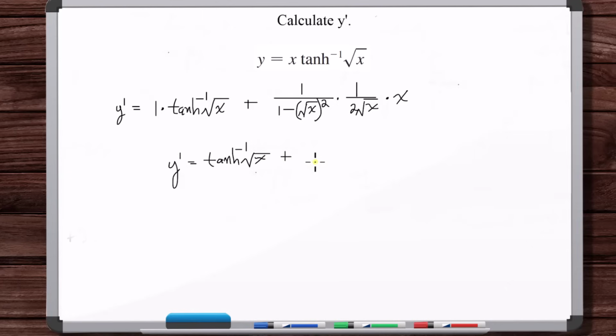So we've got x over root x. This cancels and this becomes root x because 1 minus 1/2 is positive 1/2. So we've got, and this becomes 1 minus x. So 2, 1 minus x. And that's the derivative.